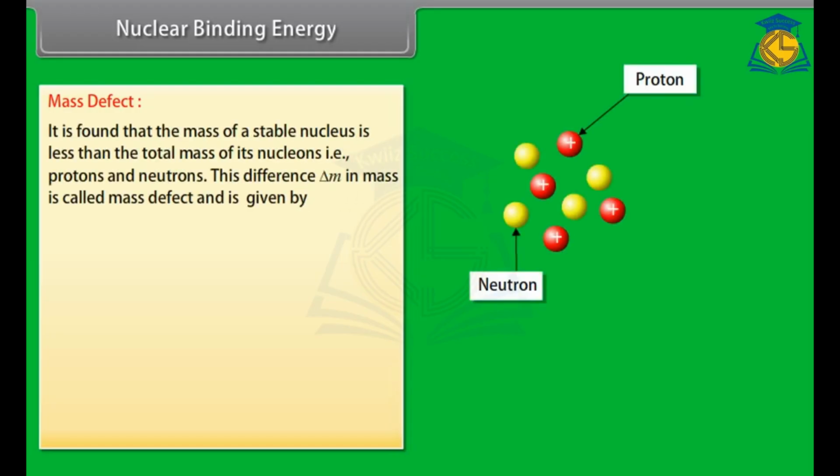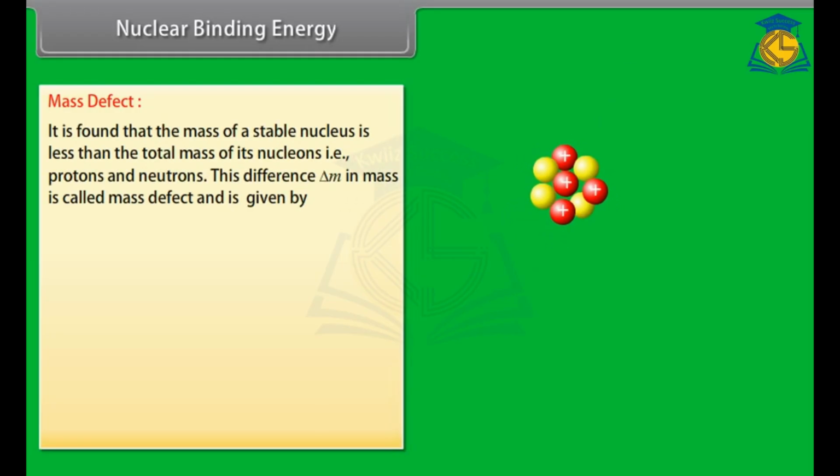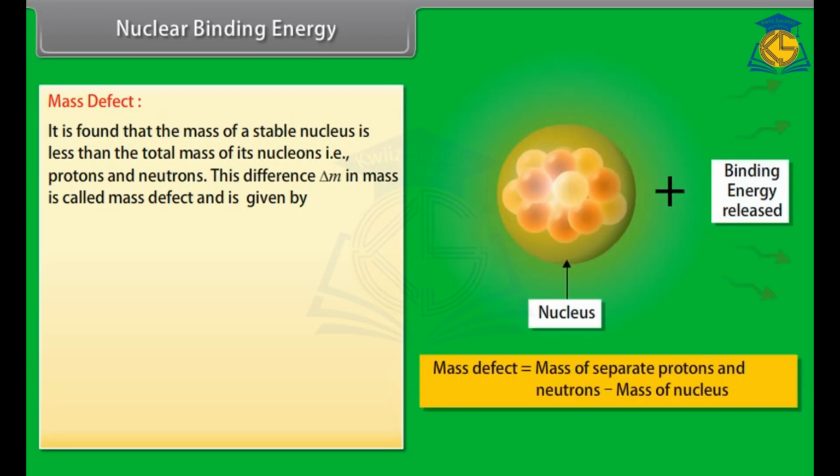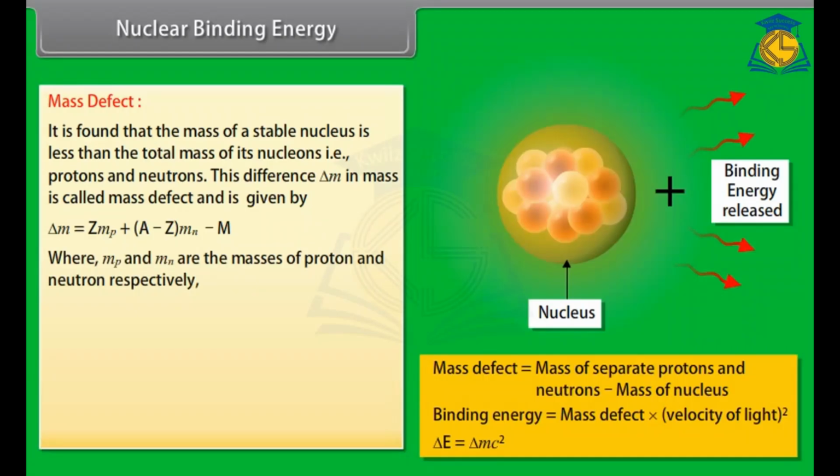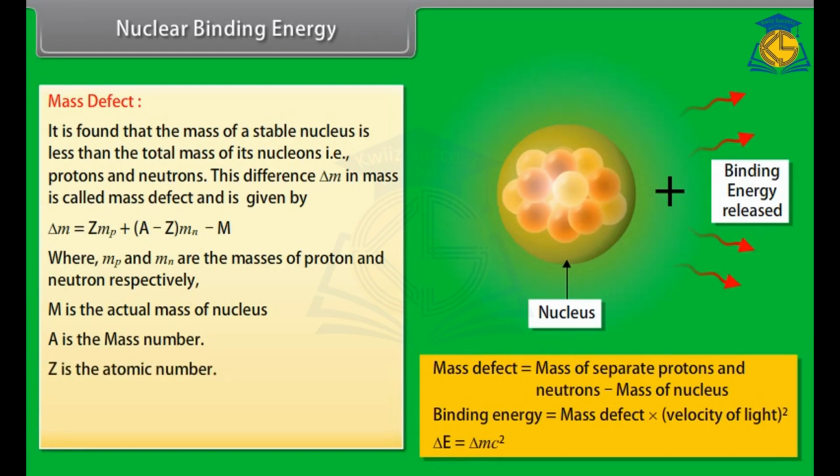It is found that the mass of a stable nucleus is less than the total mass of its nucleons, that is protons and neutrons. This difference Δm in mass is called mass defect and is given by Δm = [Zmp + (A − Z)mn] − M, where mp and mn are the masses of proton and neutron respectively. M is the actual mass of nucleus. A is the mass number. Z is the atomic number.